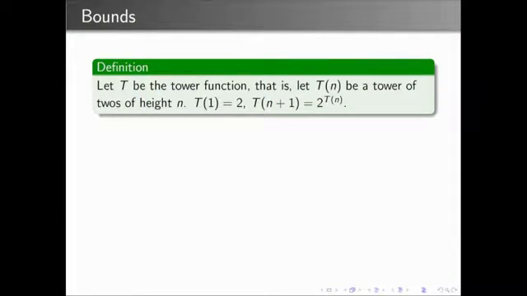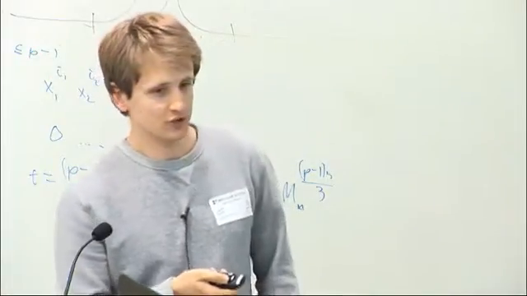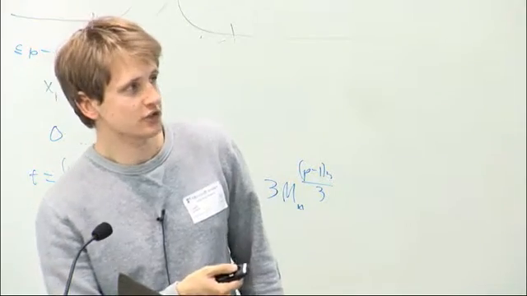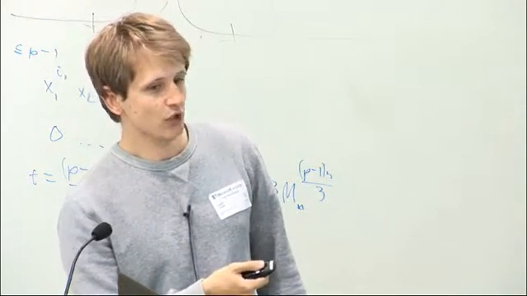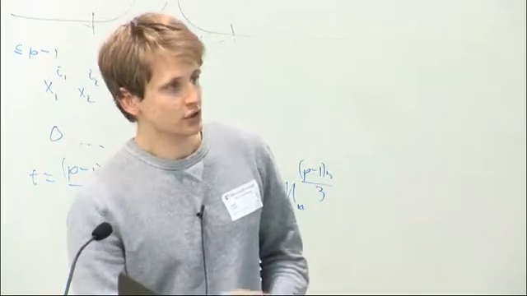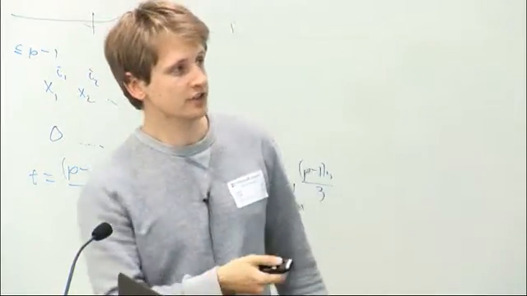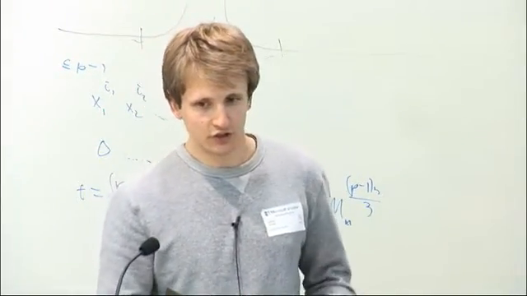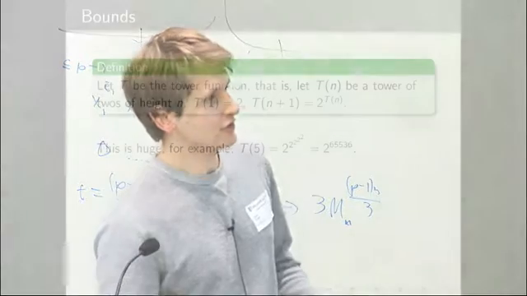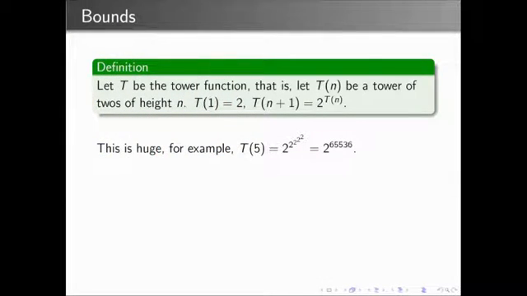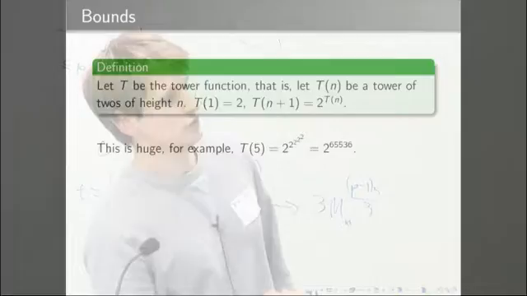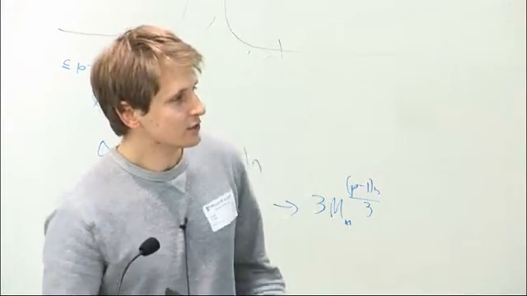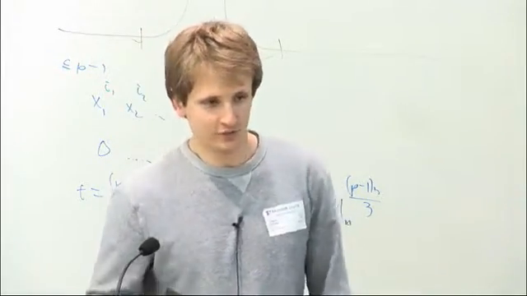I promised to talk about the bounds, so I'll talk about the bounds of the removal lemma. Let t be this tower function. That means we take t1 to be 2, and tn is a tower of 2's of height n. So basically t(n plus 1) is always 2 to the tn. This function grows enormously. Even if we just take t5, a tower of 2's of height 5, that's already 2 to the 65,000, which is, I think, way more than the number of atoms in the universe.